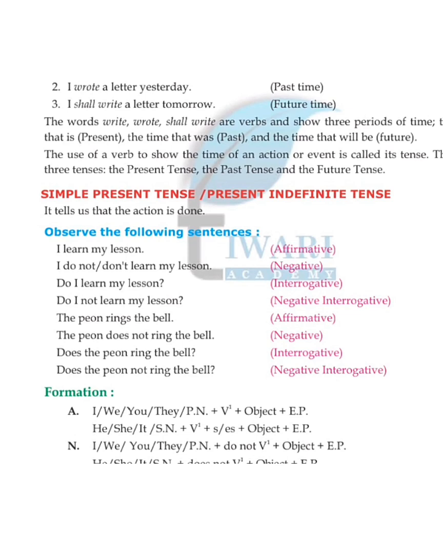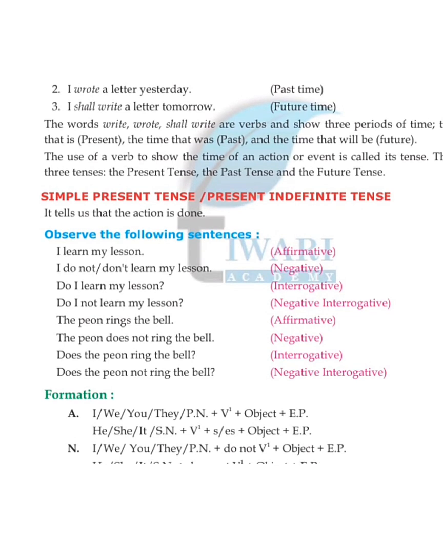Clear? So let's see. The peon does not ring the bell. Does the peon ring the bell? That is an interrogative. Does the peon not ring the bell? कि वो क्या है, bell नहीं बजाता है. Okay, क्या वह बेल बजाता है, क्या वह बेल नहीं बजाता है. पियोन बेल नहीं बजाता है, पियोन बेल बजाता है.